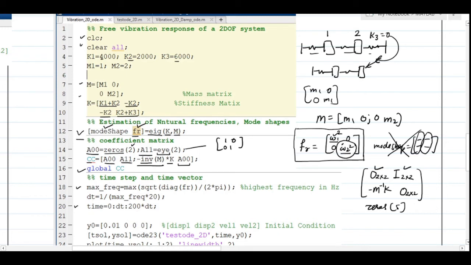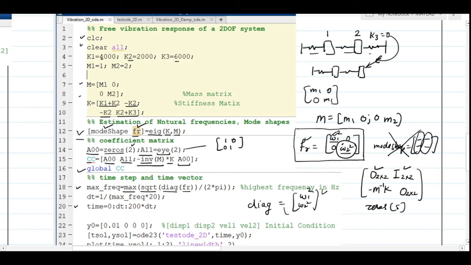As I said, I am using the max command, which is going to give me the maximum of any vector. In case of your FR matrix, you are having two values, corresponding to the square of the first frequency and the second frequency in radians. So you will see here the square root of the diagonal part of FR. This DIAG is going to give me only a vector of values omega 1 square and omega 2 square. Instead of having a matrix, now I am having a vector which is the diagonal component of this FR matrix.